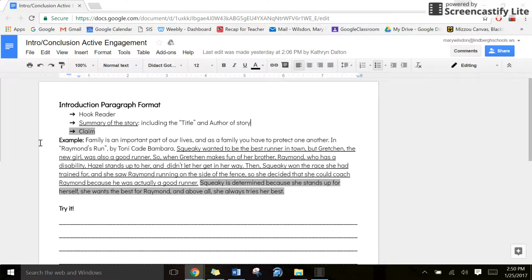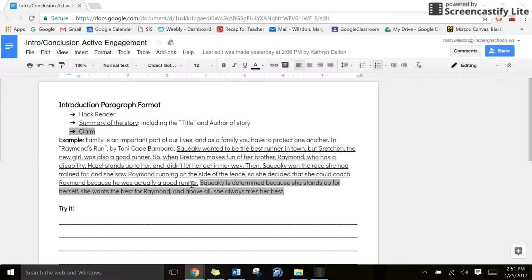Then they go into, In Raymond's Run by Toni Cade Bambara, Squeaky wanted to be the best runner in town, but Gretchen, the new girl, was also a good runner. So, when Gretchen made fun of her brother Raymond, who has a disability, Hazel stands up to her and doesn't let her get in her way. Then, Squeaky won the race she had trained for, and she saw Raymond running on the side of the fence. So, she decided that she could coach Raymond because he was actually a good runner.